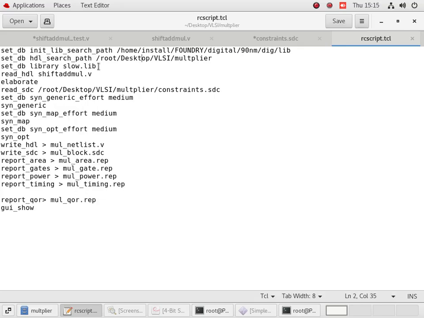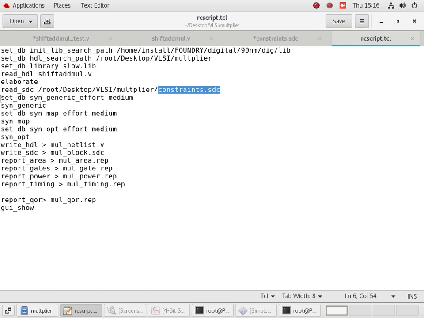Then after that, the database setting is set to slow, which means it is going to consider the worst case operating conditions, and it is going to synthesize the design. Next, it is going to read our Verilog code, and then elaborate it with the constraint file. Here it calls the constraint file and elaborates. Then the next three commands are used to translate, map and optimize.